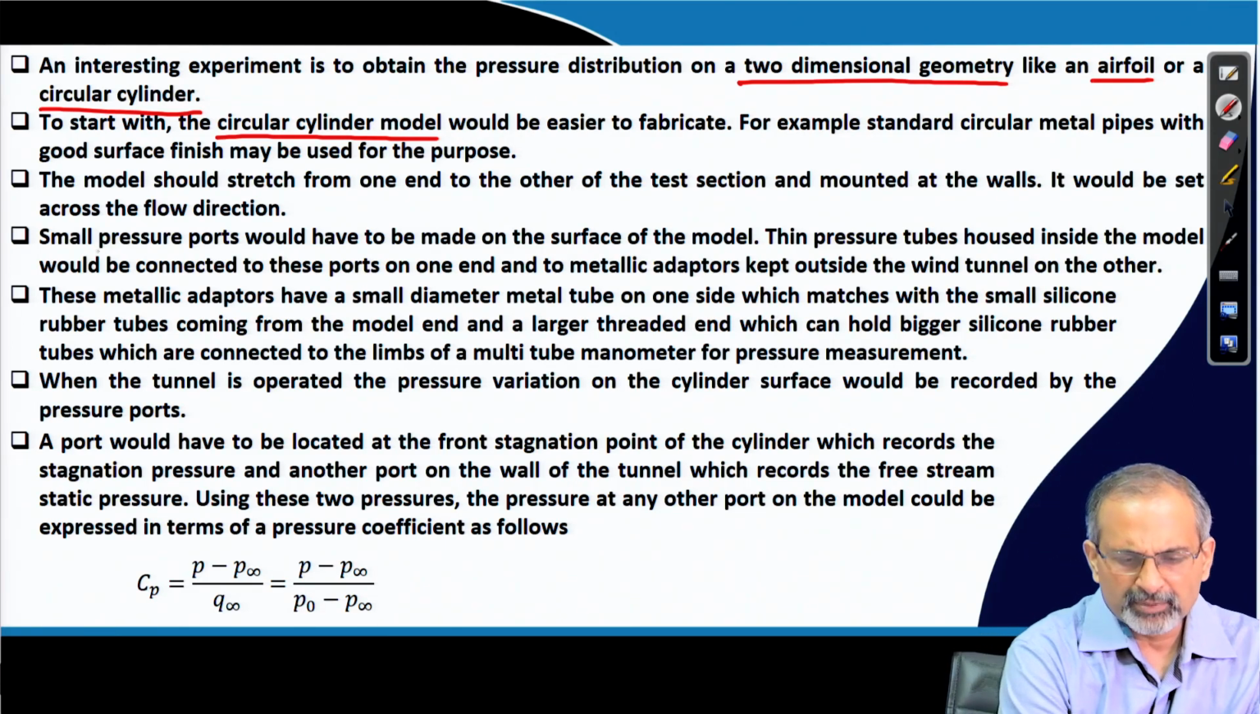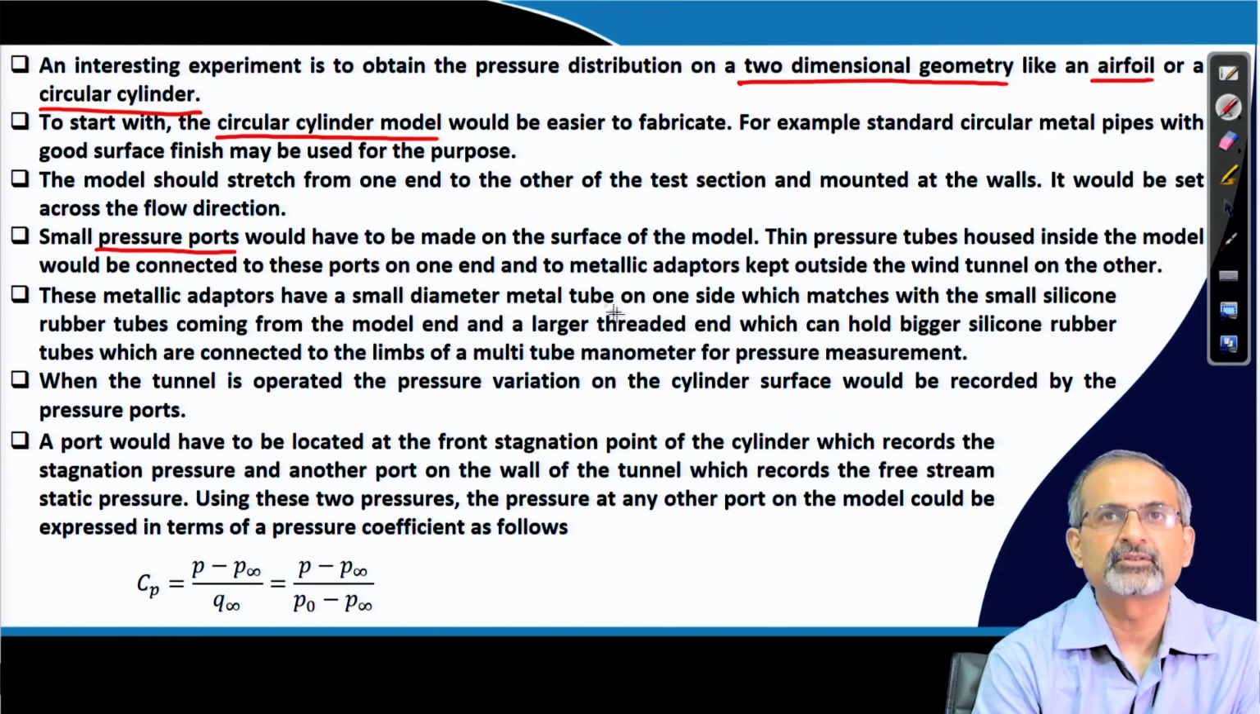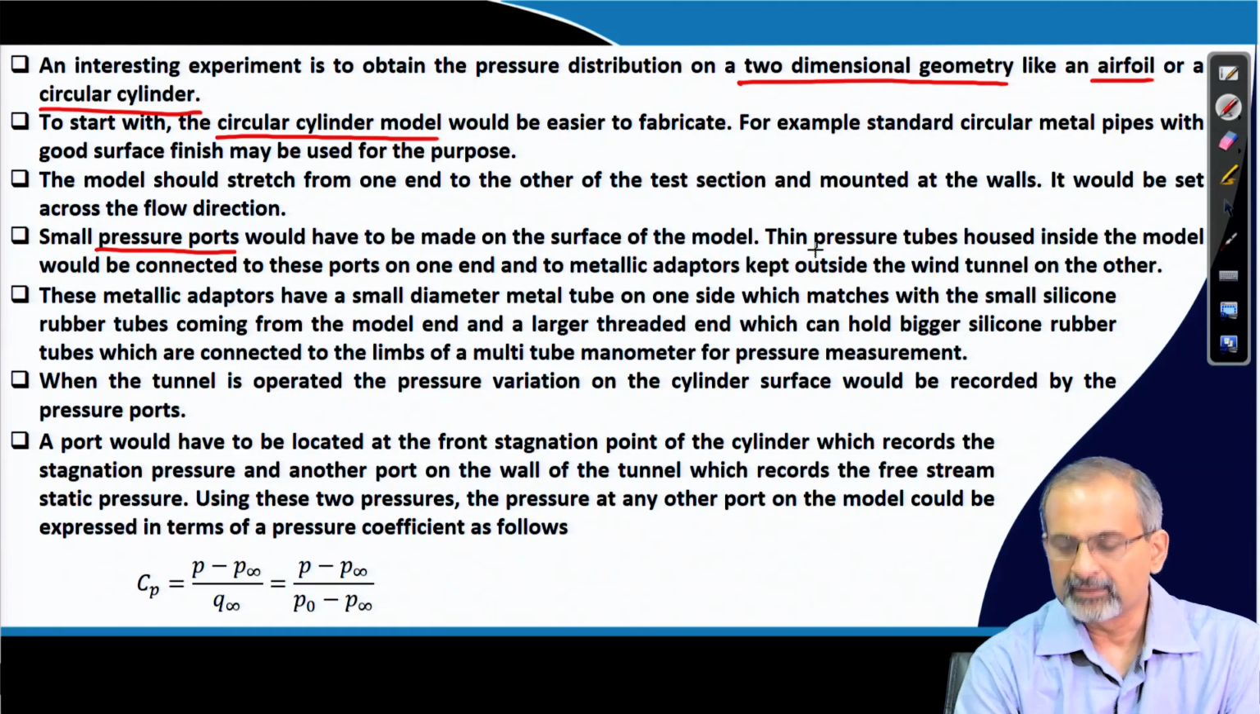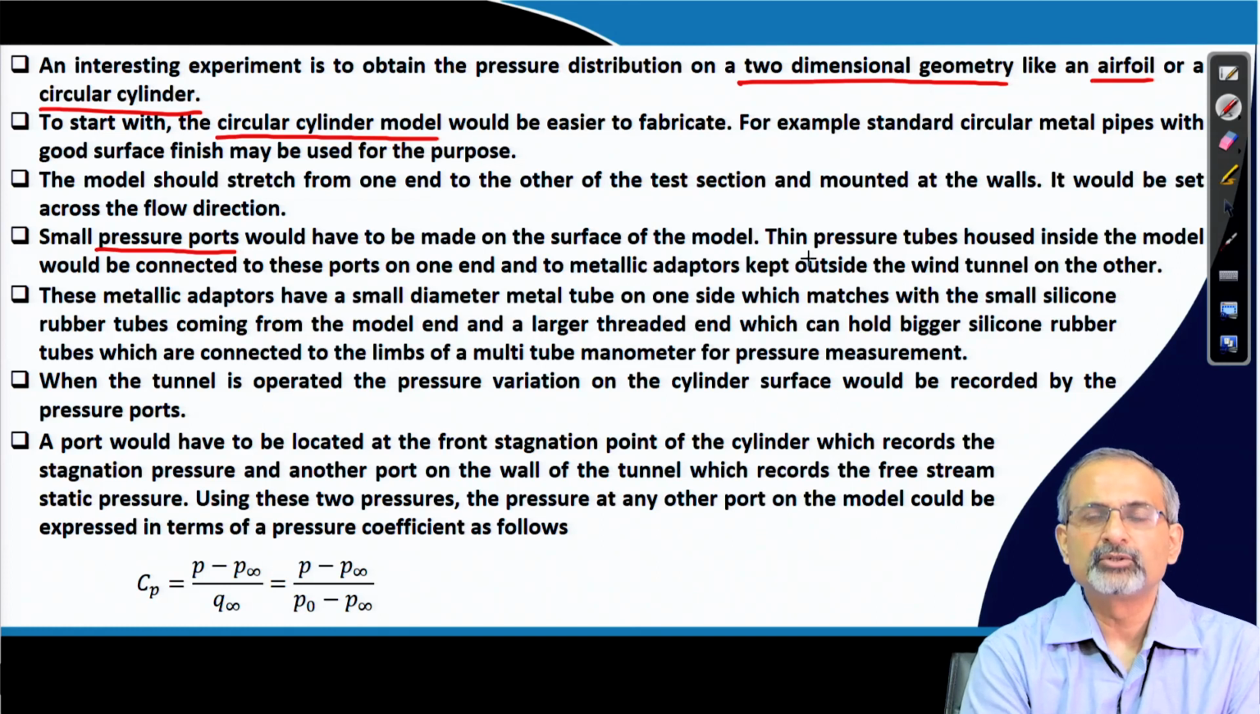And then small pressure ports may be made on the surface of the model, and below the ports you need to have small metallic tubes attached, to which again matching silicone rubber tubes have to be connected.